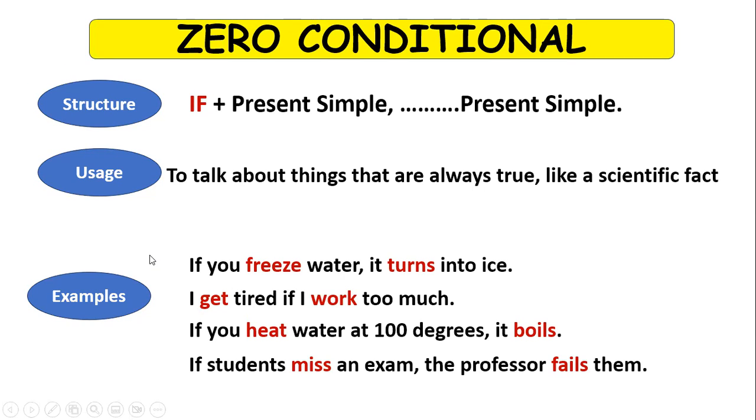Sometimes I use sentences that are not scientific facts, like the next one. I get tired if I work too much. What does this mean? It means every time I work too hard, I get tired. This is always true about me. So what is the difference between this and saying something like, if I work too much, I will get tired? The difference is that in this sentence, I'm trying to give you the message that this is always true about me. And the next one, it's again a scientific fact.